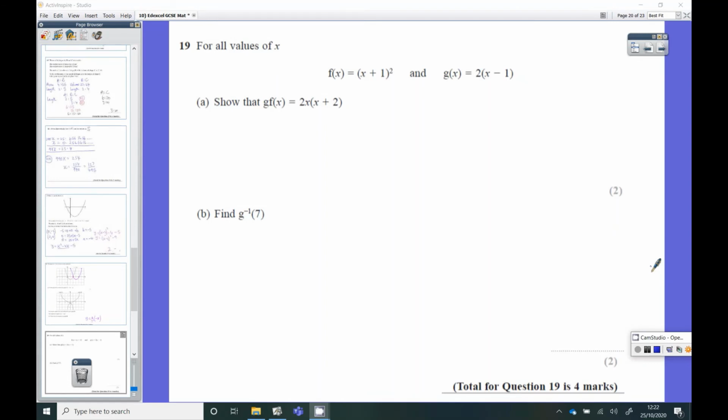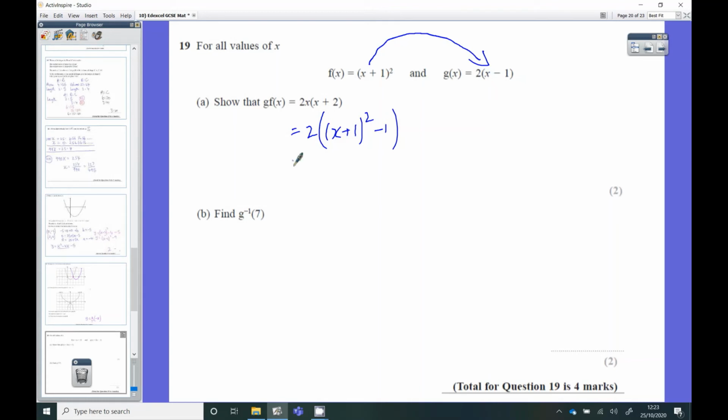Question 19, part A. So gf of x is when the f of x function goes into the g function. Make sure you get it the right way round. So it is the f function into the g function. Just following what the g function says, it's 2 lots of whatever you throw into the machine. So that's going to be 2 lots of x plus 1 all squared, and then we're taking away the 1. That's the key bit to understand: the x plus 1 all squared replaces the x.